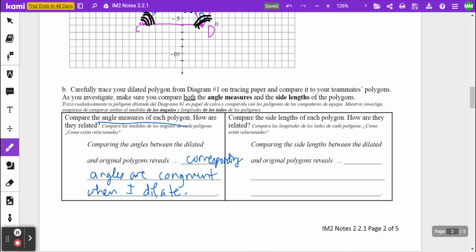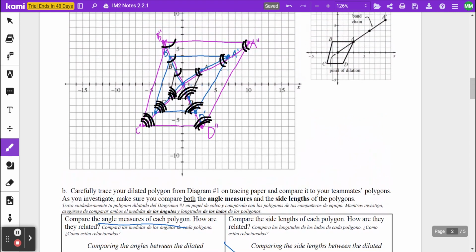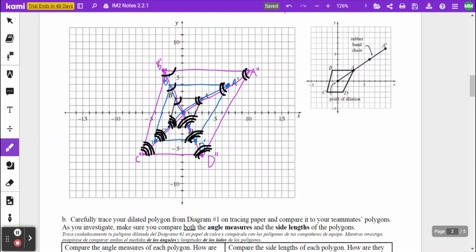All right, let's compare the side lengths of each polygon and see how those might be related. That means I've got to find the side lengths, and frankly, I'm not willing to deal with the diagonals. You could do it with the Pythagorean theorem, but I'm going to do just the straight parts. 2, 4, 6, 8, 9. Got length 9 right here. 2, 4, 6, length 6 right here.